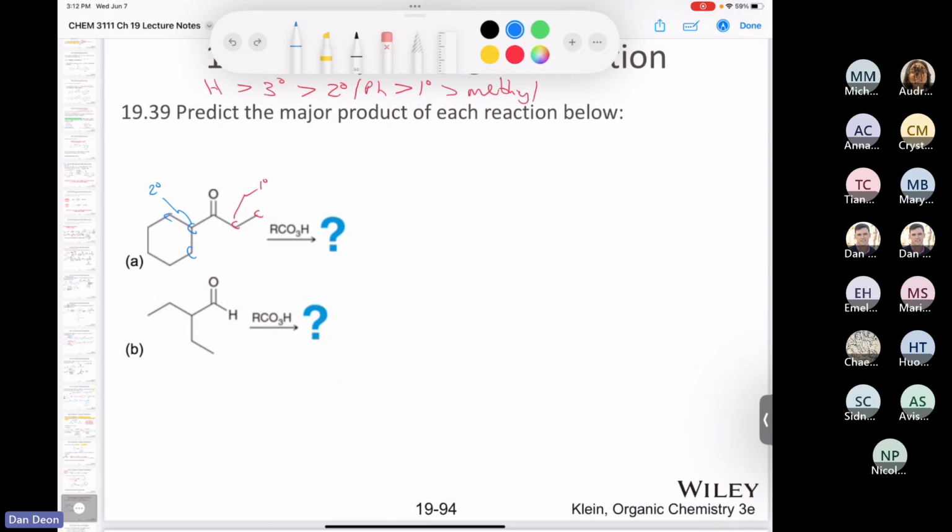So we draw our carbonyl like this. Our oxygen is going to be over here. Then we put our cyclohexyl group, which is going to look like that. And on the other side, we still have our ethyl group.